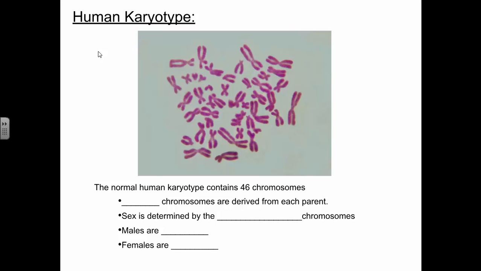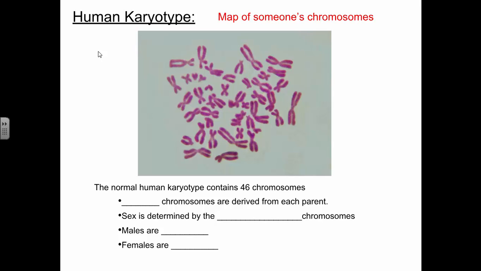If you were to count these up, you'd find there are 46 there. And we call this a karyotype. Karyotype is basically a map, a picture of the chromosomes a person has. The way they used to do this is actually take a picture, print it out, cut out each individual chromosome, find its partner, and arrange them from longest to shortest.